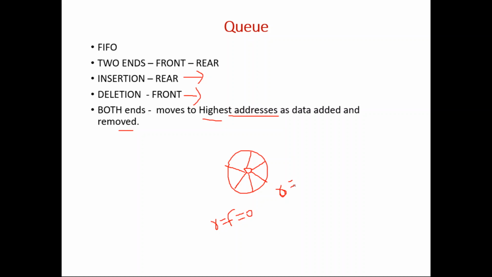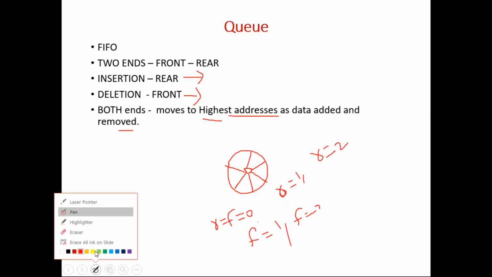When you add one data item, rear will become 1. When you add two, rear will become 2, and like that it will increase. While removing also, the address will increase. How? The front address will increase. After removing the first item, front will become 1. After removing the second item, front will become 2. So that's the meaning of this statement: both ends move to the highest address as data is added and removed.